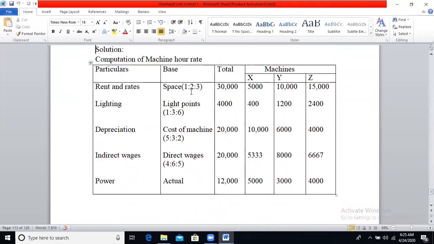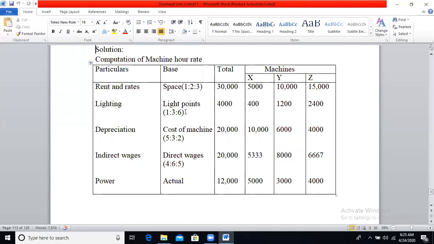Rent and rates. The total value of rent and rates will be 30,000. This should be apportioned to all three machines X, Y, Z on the basis of 1 is to 2 is to 3. So if you calculate 1 plus 2 plus 3, you will get 6. So for machine X, 30,000 into 1 divided by 6, you will get 5,000. For machine Y, 30,000 into 2 divided by 6, you will get 10,000. For machine Z, 30,000 into 3 divided by 6, you will get 15,000.